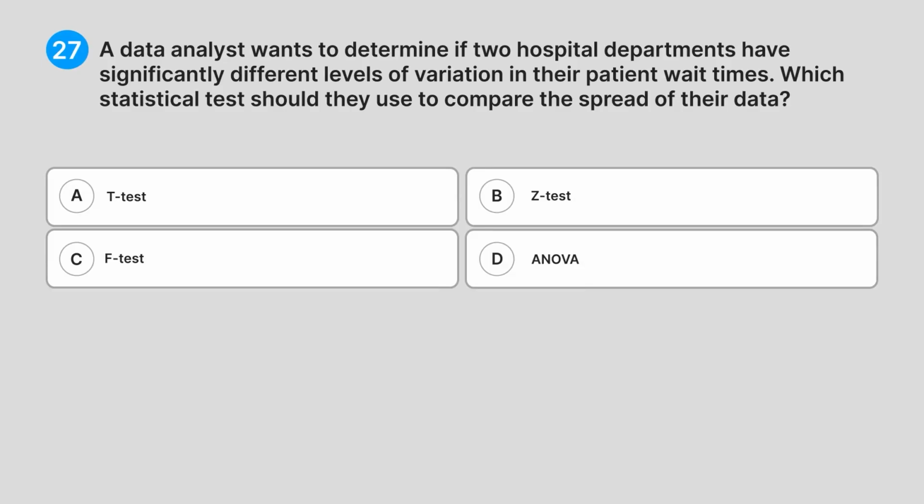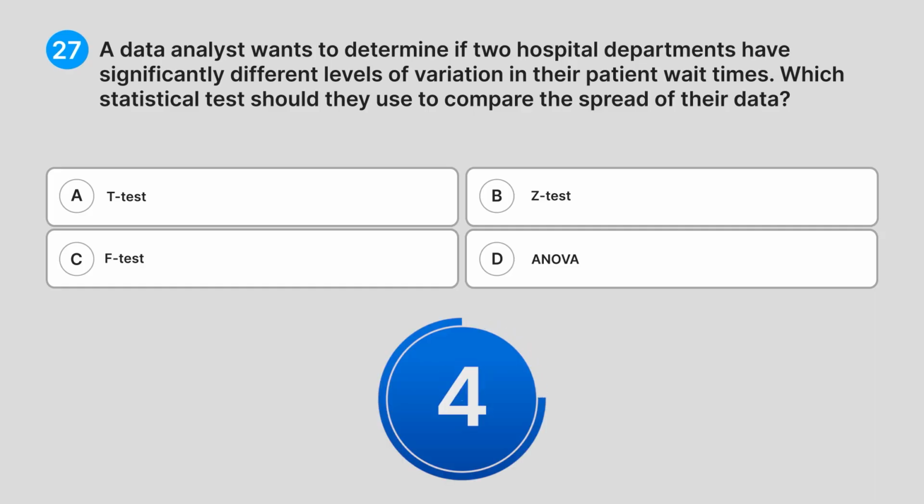27. A data analyst wants to determine if two hospital departments have significantly different levels of variation in their patient wait times. Which statistical test should they use to compare the spread of their data? A. T-test, B. Z-test, C. F-test, D. ANOVA. Can you guess the answer?